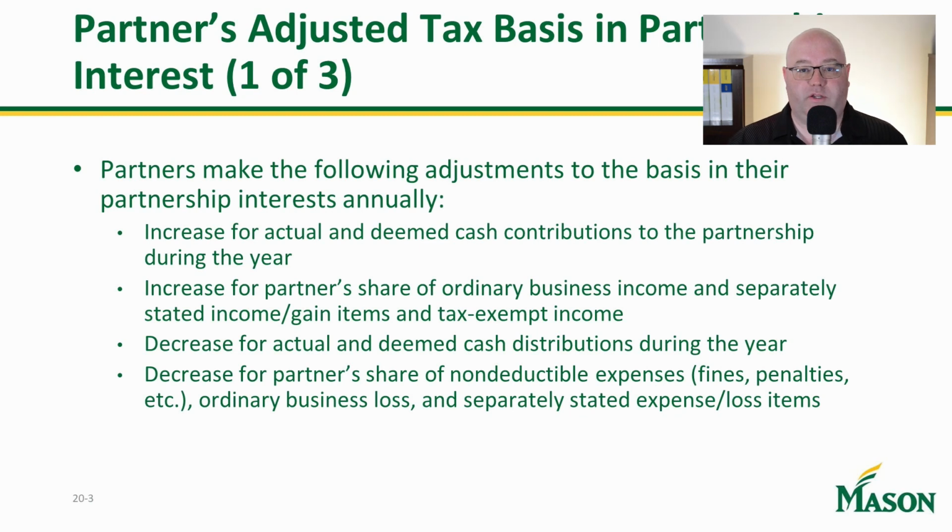Third point, decrease for actual and deemed cash distributions during the year. So if you take $50,000 out of the partnership for yourself, that's a reduction in basis because you've already taken cash that doesn't exist for the partnership's benefit anymore, and therefore it decreases your basis. And as we talked about, point 4, decreased partner share of non-deductible expenses, ordinary business losses, and the separately stated expense and loss items.